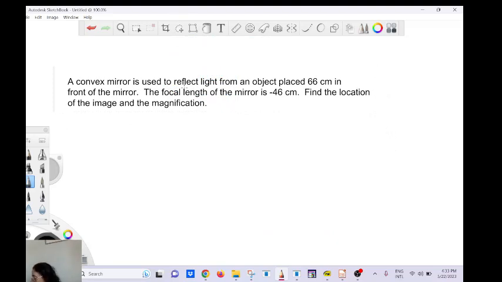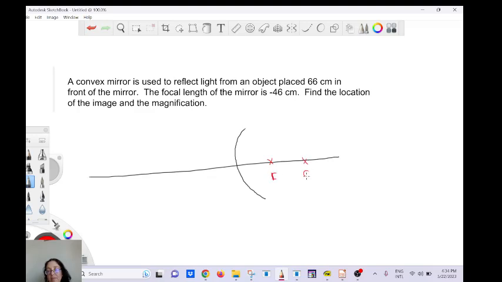Okay, so let's see. So it's a convex mirror. So here you have the optic axis. So you have a convex mirror here. And what matters is the focal point here and the center here. Those 2 points are the ones I want to use to make the ray tracing. Okay, so 66 centimeters. So it's very far away.